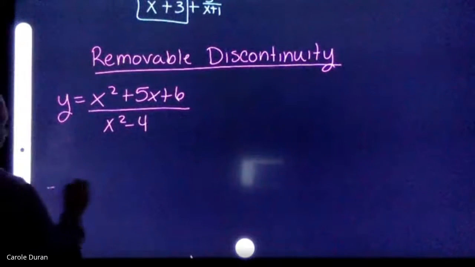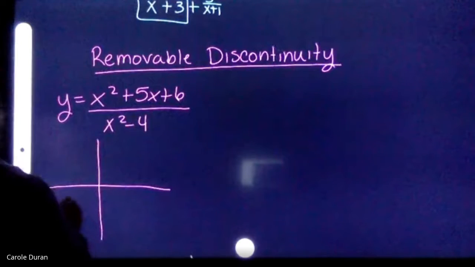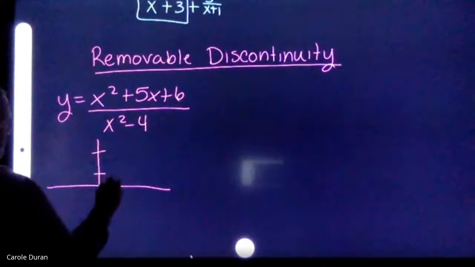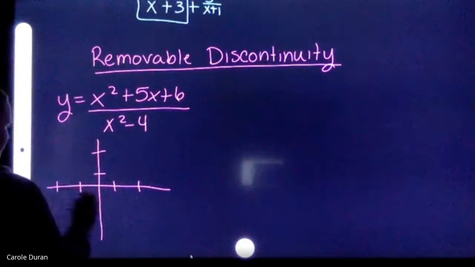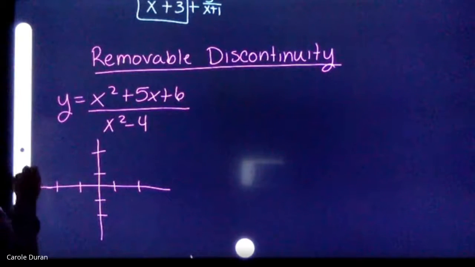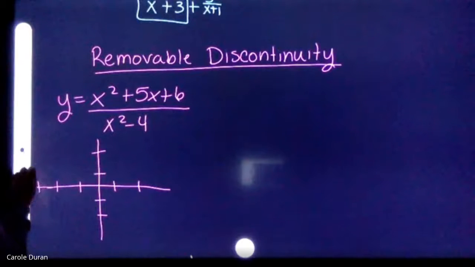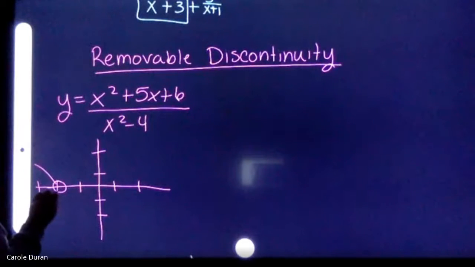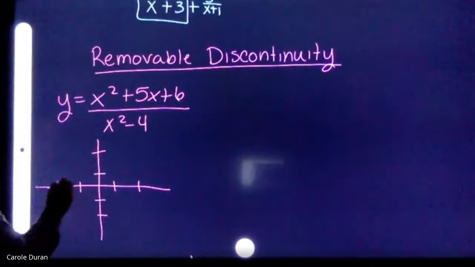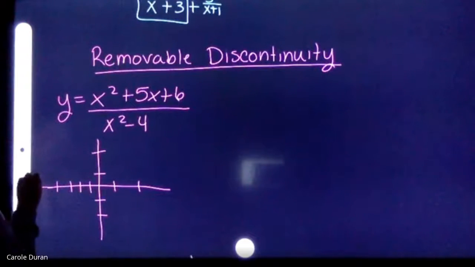And then here's what the graph would look like. Let's see if I can do this. Not going well. There we go.